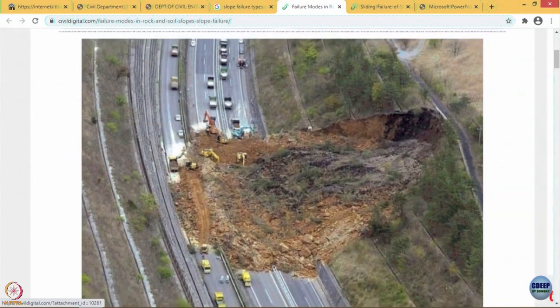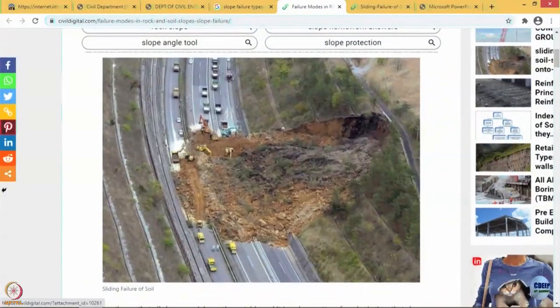So, this was a highway project. There is a multi-lane highway passing through the foothills, and how it has been created, what we were discussing over here: there was a hillock and a certain portion has been chopped off to create a highway infrastructure. There is another highway which you can see over here at the top, and then this much soil mass has caved in. This is a beautiful example of a landslide.